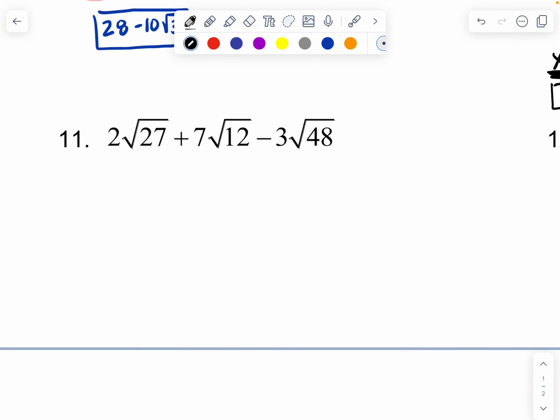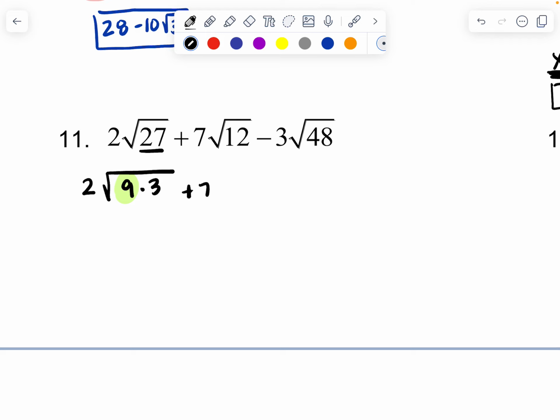Okay, this one's kind of gross. I can't add or subtract radicals unless the stuff inside the radical is exactly the same. Since I don't have that, let's fix it up. So this is 2 times the square root of. Now ask yourself, what is 27? It's 9 times 3, right? The reason I like this is because this 9 right here is a perfect square. That's what I'm looking for, okay? Let's look at the next one.